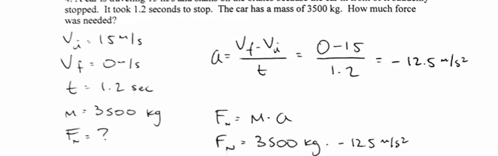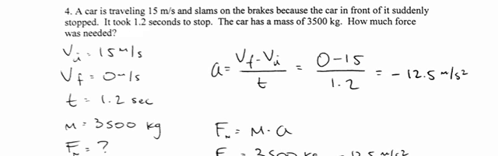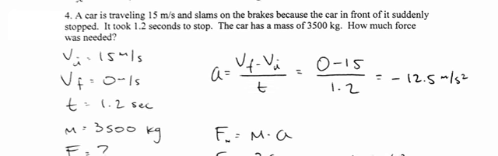All right, number four. Not all of number four is fitting on my screen, but we'll scroll down for you. It says a car is traveling 15 meters per second and slams on the brakes because of the car in front of it suddenly stopped. It took 1.2 seconds to stop. The car is a mass of 3,500 kilograms. How much force was needed? Initial velocity is 15. Final velocity is 0 because it's stopping. So this one's a little bit different. We have a time of 1.2, a mass of 3,500 kilograms, and a net force of a question mark because that's what they want us to find.